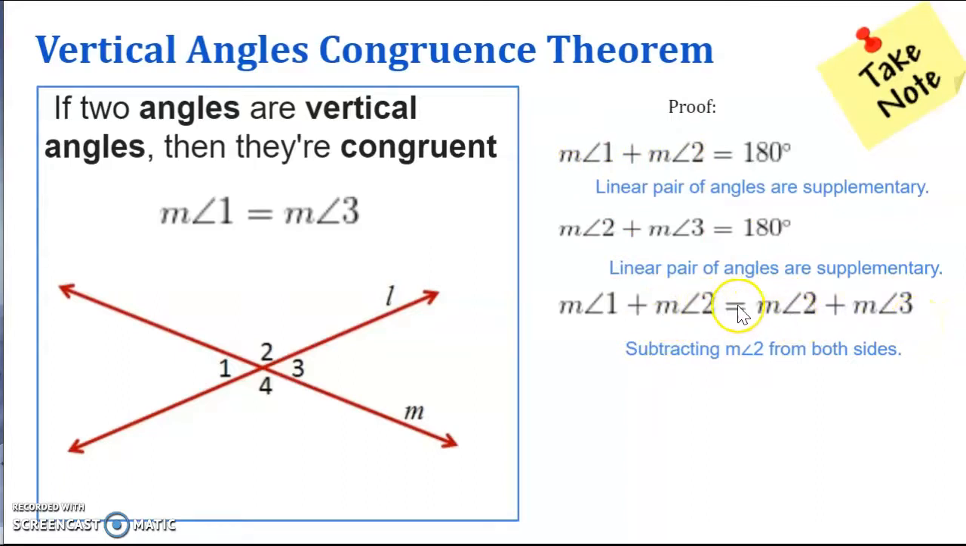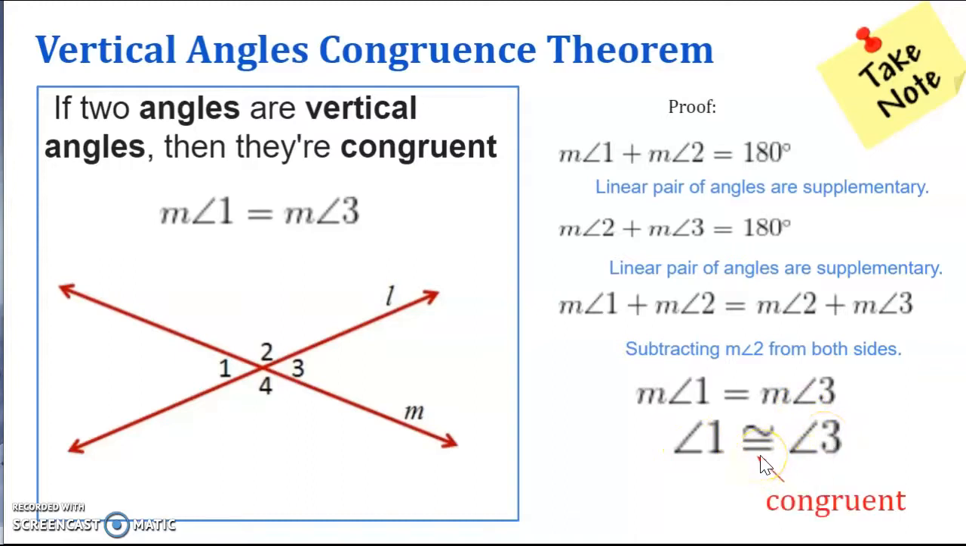We see that measure of angle 2 and measure of angle 2 is occurring on both sides of the equal sign, so we're going to subtract both sides, and you're left with measure of angle 1 is equal to measure of angle 3, which means if the angle measure is the same, then we can conclude that angle 1 and angle 3 are congruent, and this is a congruent symbol. Okay, should be a review from IM1 for you.